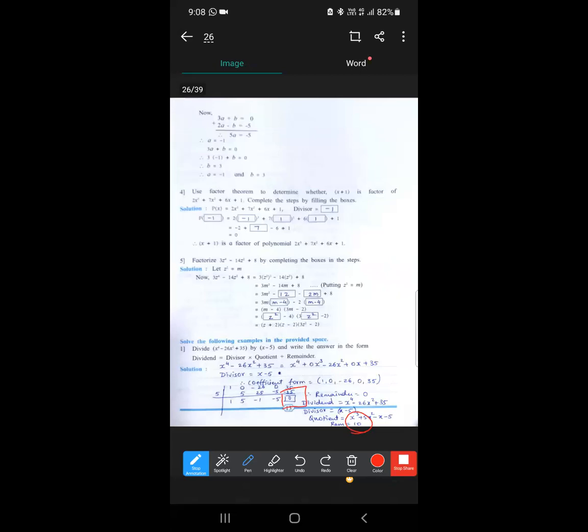Okay, so how you will write: dividend, that is x raised to 4 minus 20x square plus 35, is equal to divisor, that is x minus 5, multiplied by quotient, that is x raised to 3 plus 5x square minus x minus 5, plus remainder, which is 10. Here there is no space, so I have explained this orally. So this is how you complete your synthetic division example.